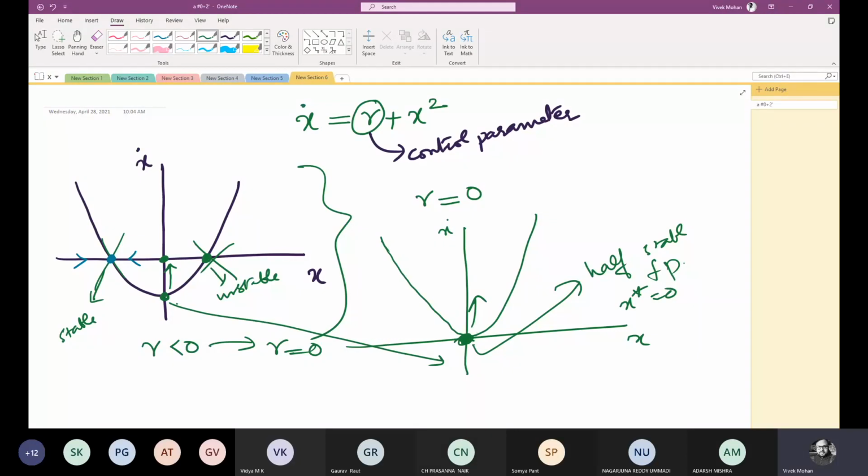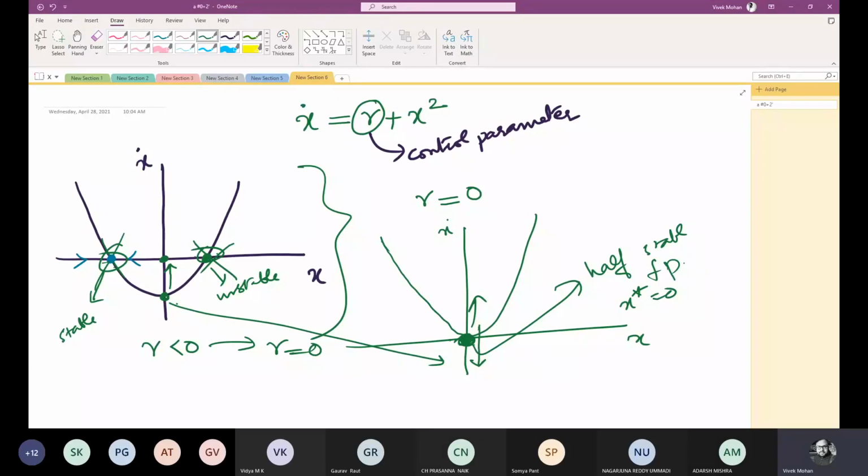So there is no fixed point. But if we move r towards the negative side, immediately two fixed points are generated. So when r is varied from negative to positive side, and when r reaches 0, two different fixed points collide and a single fixed point is generated. And further, if r is varied again to the positive side, then that fixed point is also destroyed.